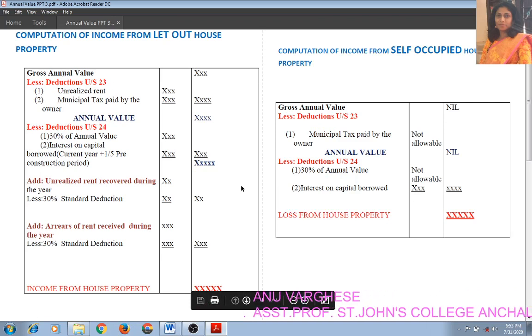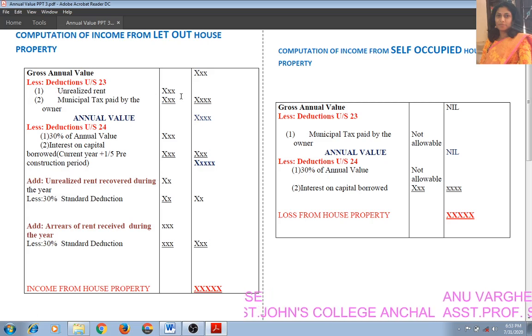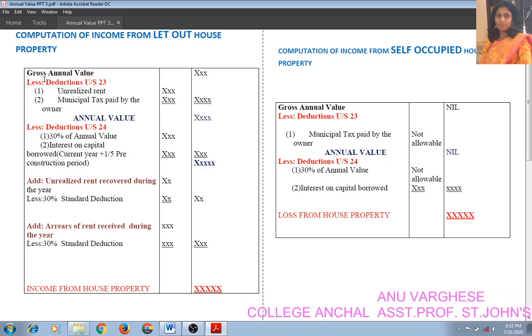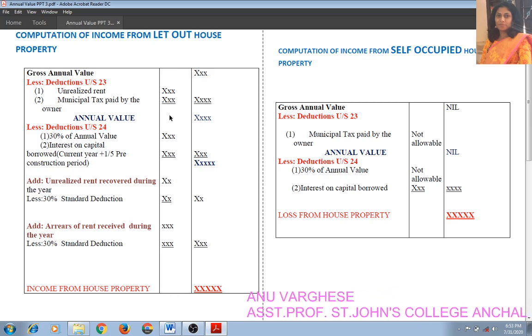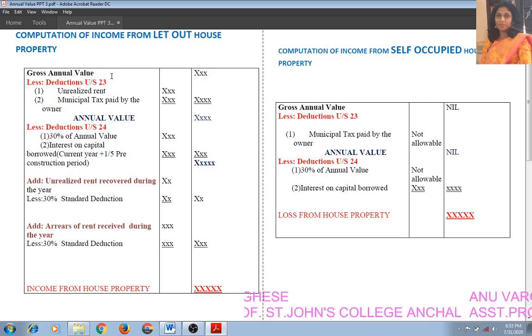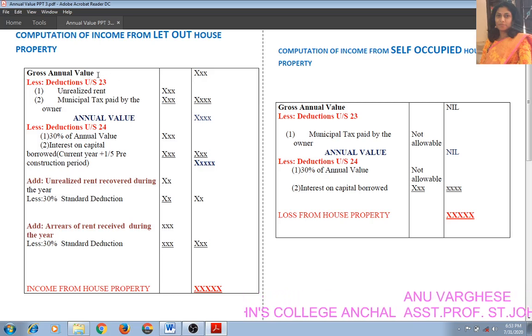You have to draw a table like this. You can insert 3 columns, one particular column and 2 amount columns, one inner column and one outer column. Okay. So first you have to write gross annual value. You already know how to calculate gross annual value. If you are confused with the calculation of gross annual value, please watch our previous video. Okay. So first you have to write gross annual value in the outer column.